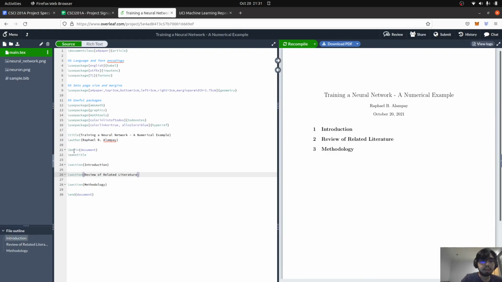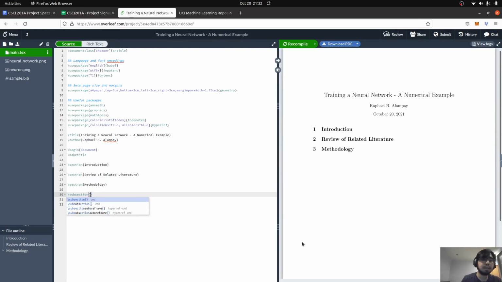Okay. So recap, we begin with the document. We have the end macro for the document. We have a section which will create some sort of header to indicate the different sections of your paper: introduction, review of related literature, methodology, results and analysis, and of course your conclusion. Now you could have a subsection. There's this thing called subsection, which will be a subpart of your section.